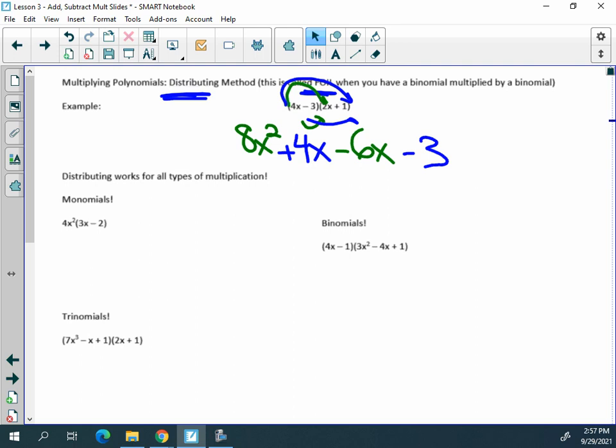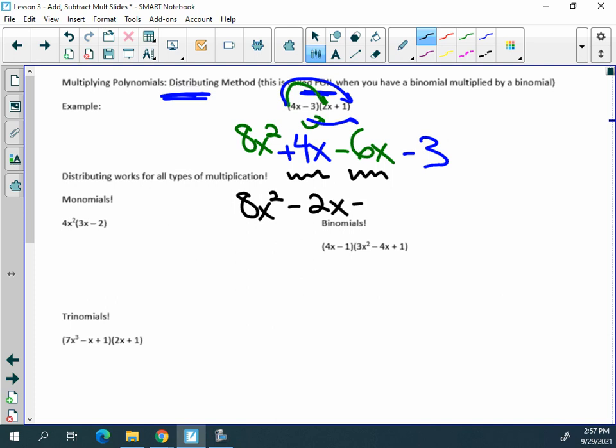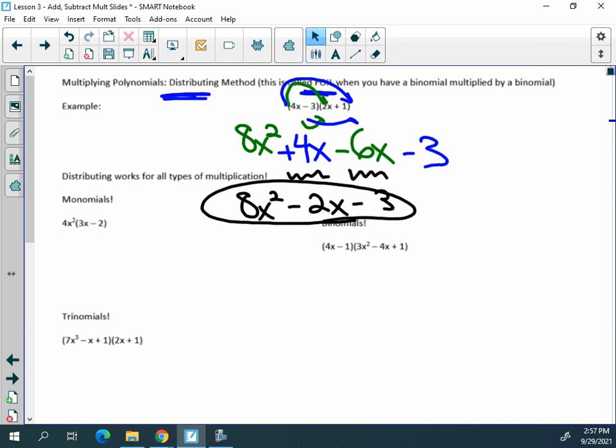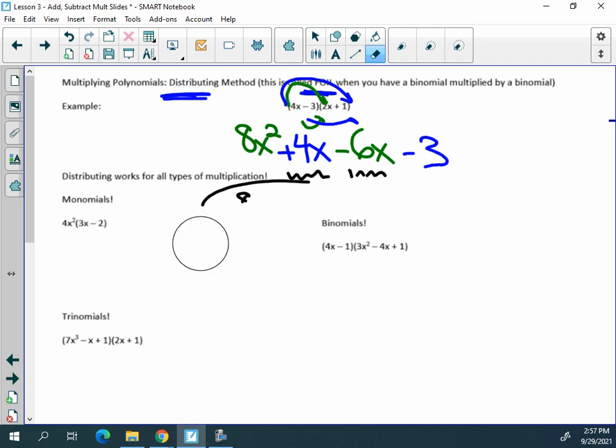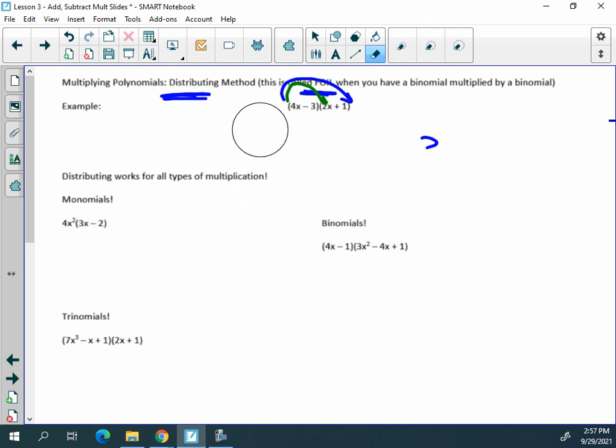So now that I've multiplied, I can take a look back and say, well, do I have any like terms? Because now it's an addition subtraction problem. And my like terms are 4x minus 6x, and that's going to get me a -2x. So there's my final for that problem. If we were to classify it, which was one of our skills we practiced last class, that would be a quadratic trinomial.